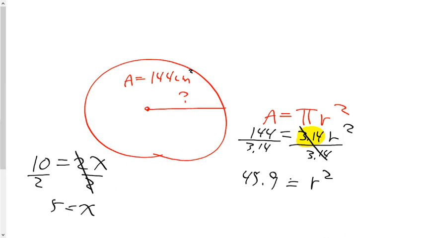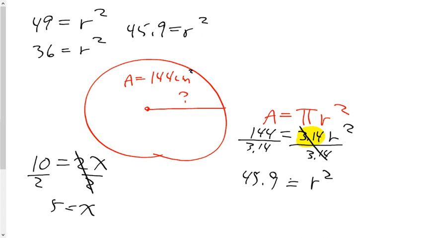Now, what if I gave you an easier question, said 49 equals r squared? What would the r be in an area of 49? It'd be 7. What if it was 36 equals r squared? What would the r be? It'd be 6. So the radius squared here equals an area of 45.9.